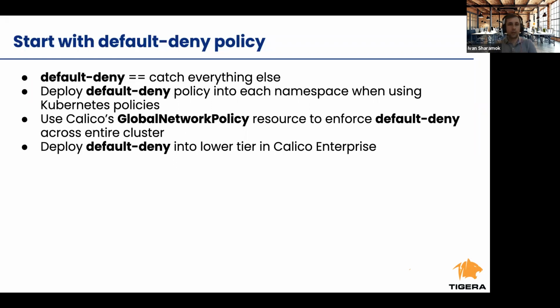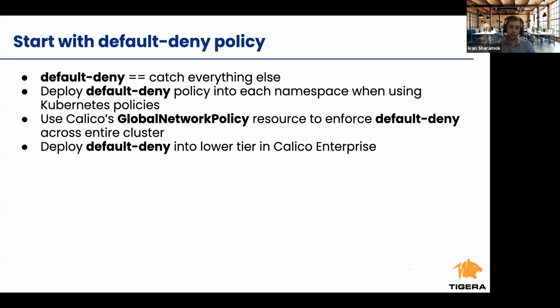One concept that I want to touch in here is the default deny policy, which is commonly used when people try to implement the zero trust networking, the approach to zero trust networking in Kubernetes cluster. It's a kind of catch everything else policy. And instead of relying on implicit default deny that Kubernetes turns on once there is a policy deployed, you can proactively deploy an explicit default deny policy into each namespace when you're using standard Kubernetes policies, or you can target everything with just a single global network policy, Calico global network policy.